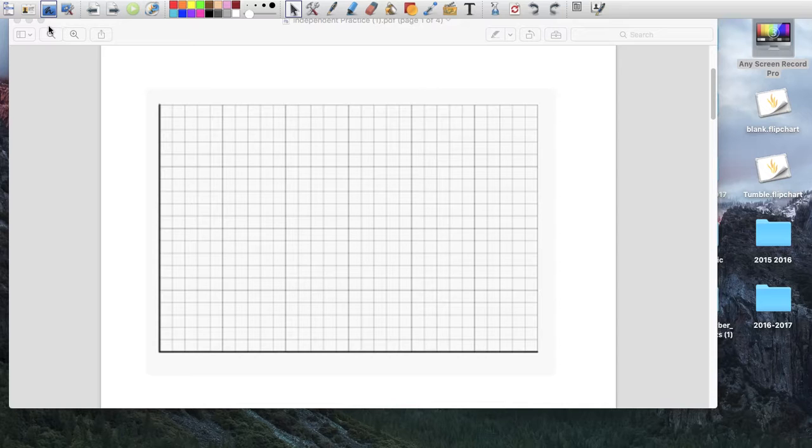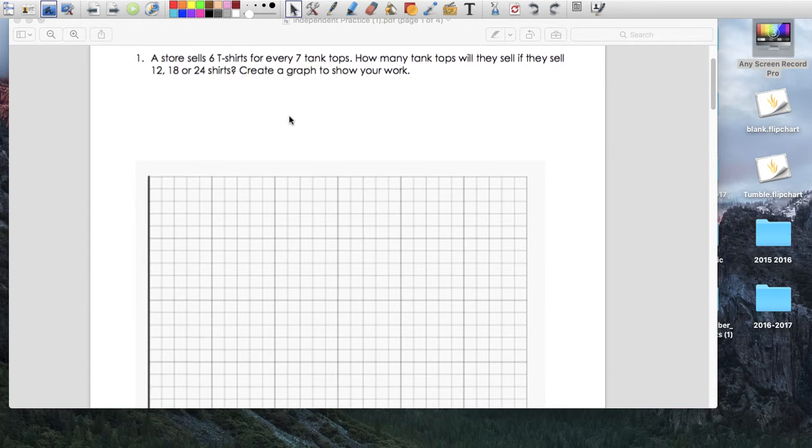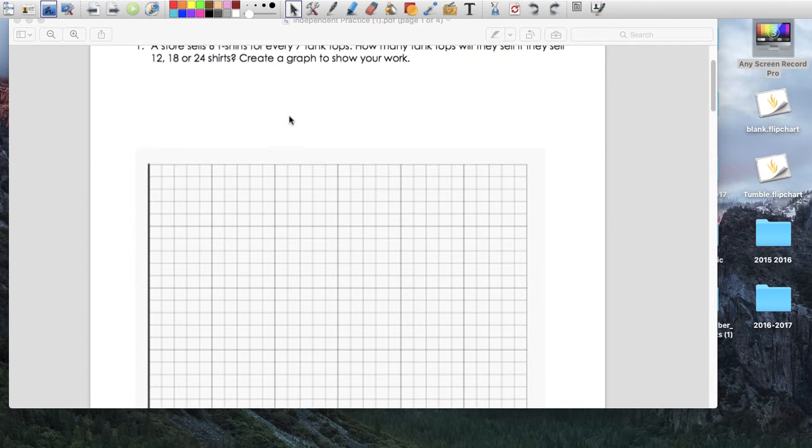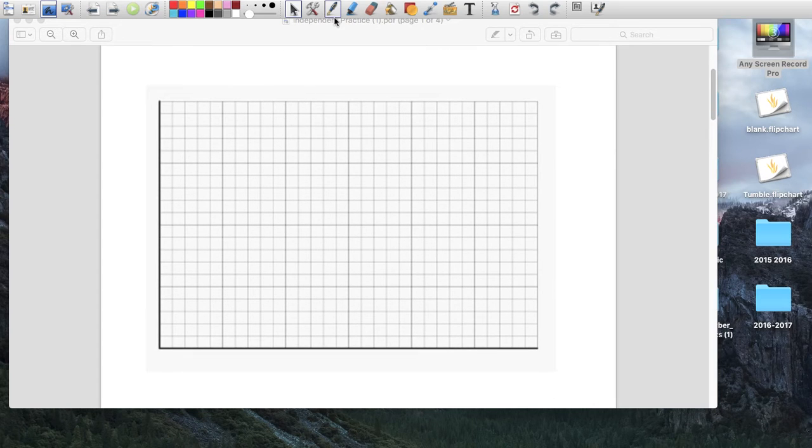And it is. Okay, so the first question was, a store sells six t-shirts for every seven tank tops. So six t-shirts, and I'll create a table here. T-shirts, tank tops. This is going to be my ordered pair. Right, six t-shirts, seven tank tops, and that's my ordered pair, six, seven.